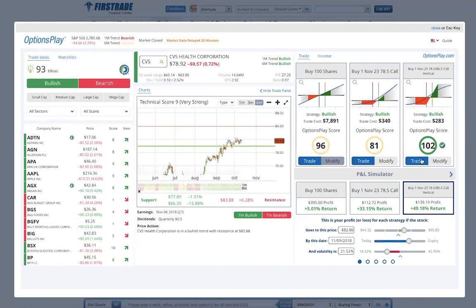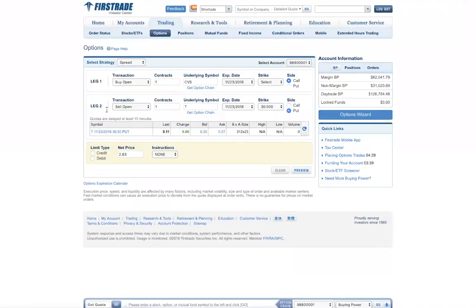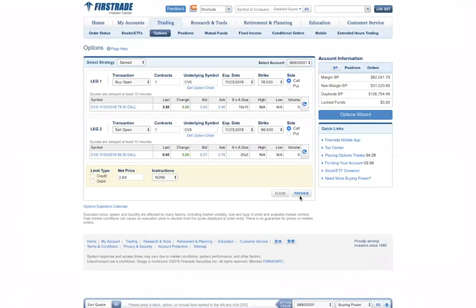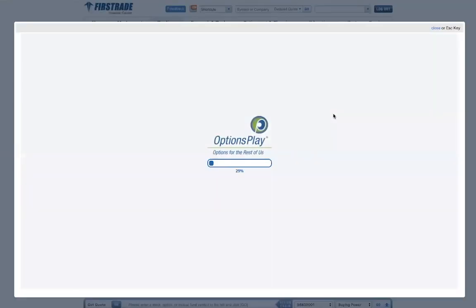And once you're ready for that, you just hit the trade button, preview order, and it will pre-fill the ticket for you so you can send this off for execution. This is really designed to make your life as easy as possible.